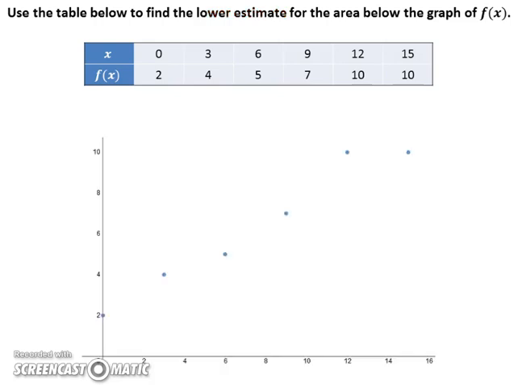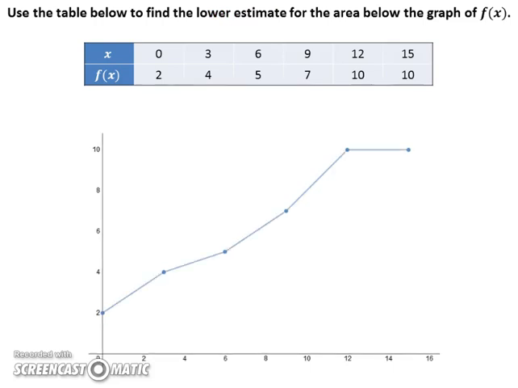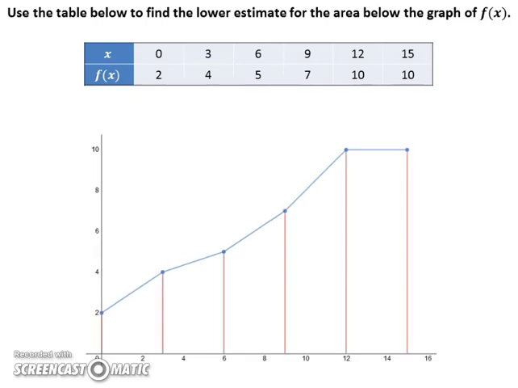So let's plot these points and then connect them, it's kind of nice to see too. But then what's really helpful is to draw vertical lines down to the x-axis. So now at this point, we can start to visualize some rectangles, and the lower estimate will be the area that's less than the actual area. So let's just focus on this point right here.